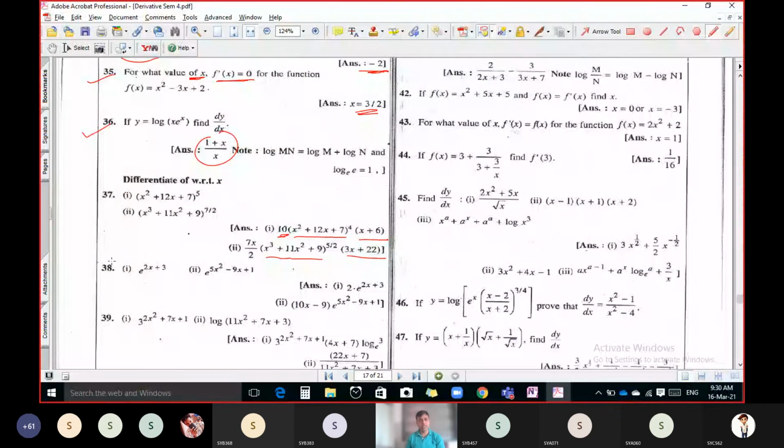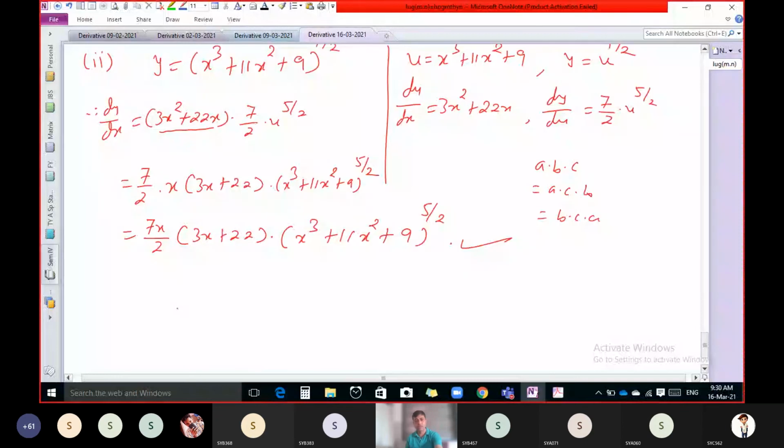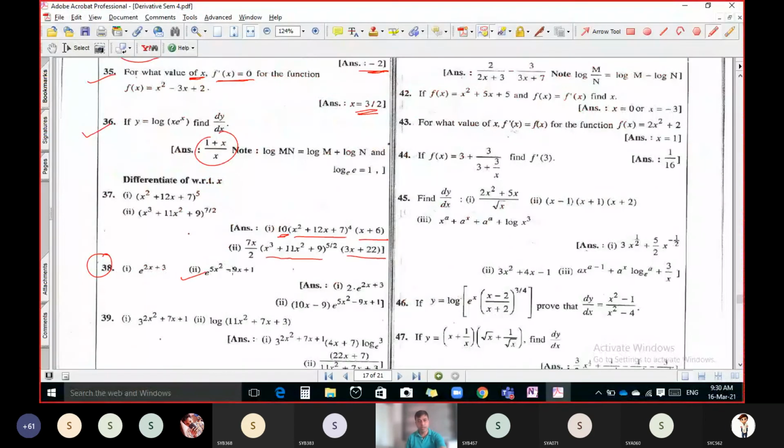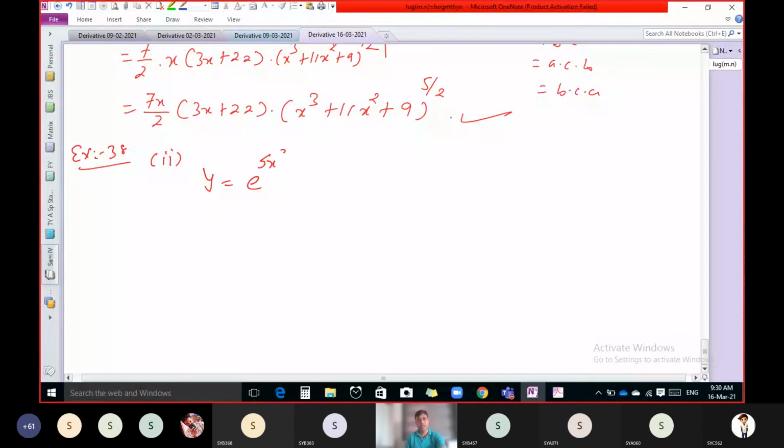Okay, let us do one more example. Question number 38, second one. Y equal to e raised to 5x square minus 9x plus 1. See, we know the derivative of e raised to x. So keep this as u. 5x square minus 9x plus 1 you can write as u. So your y becomes e raised to u.